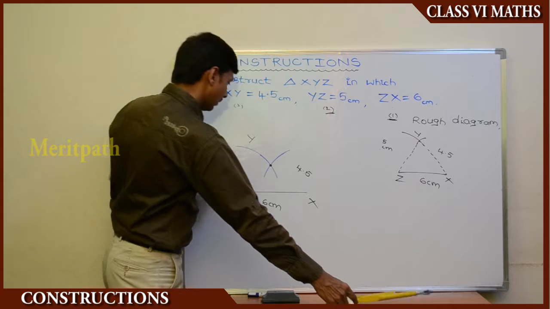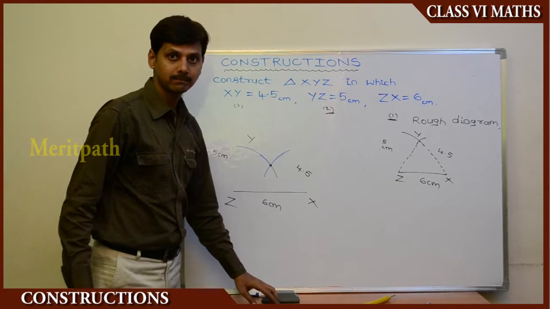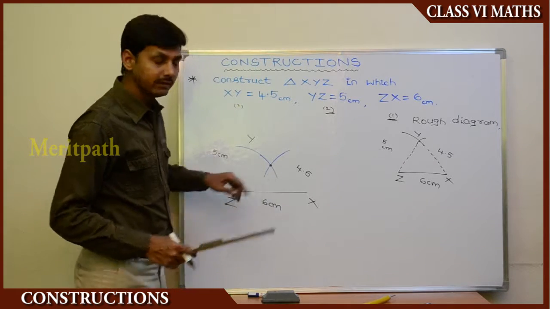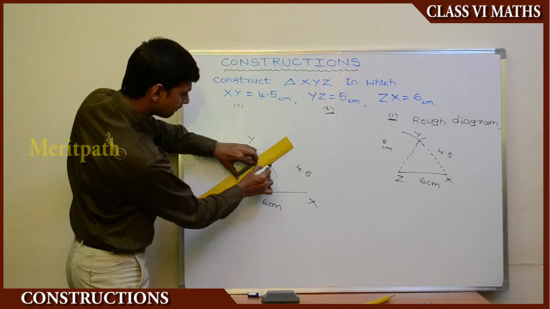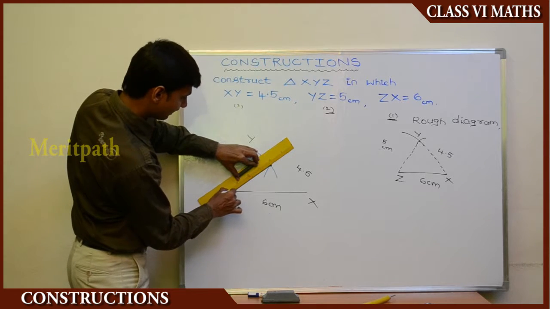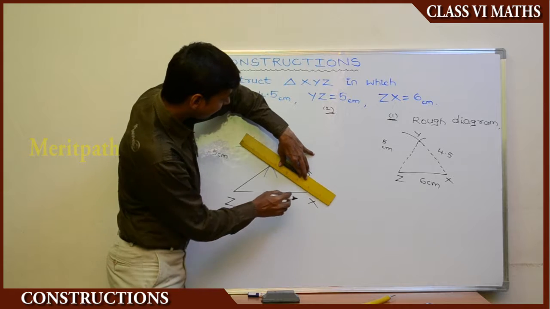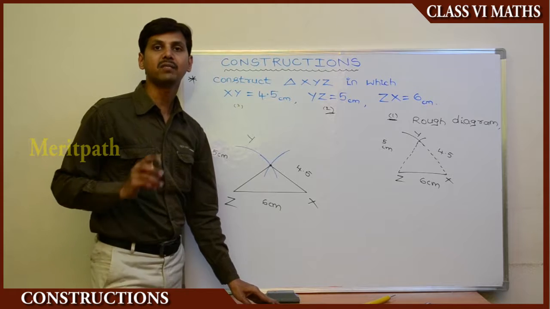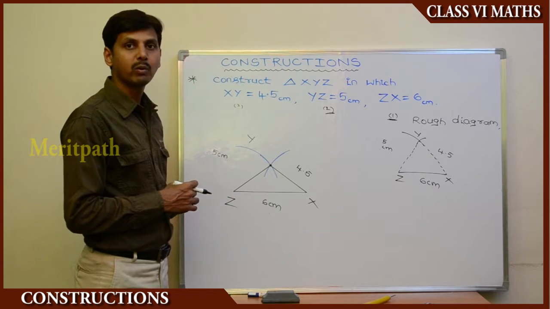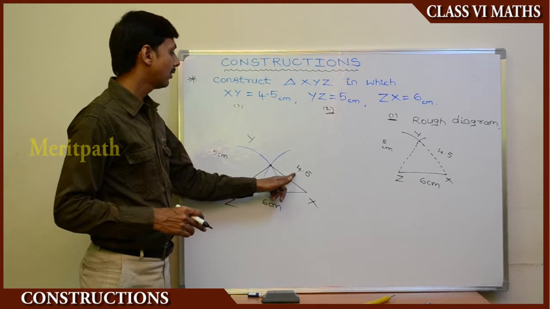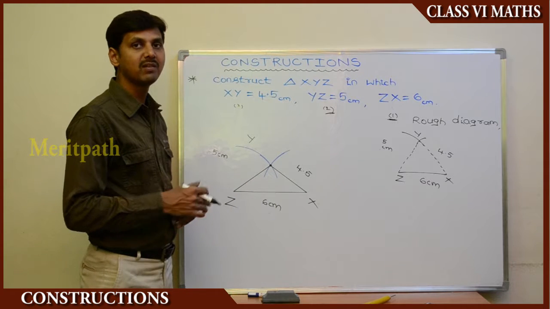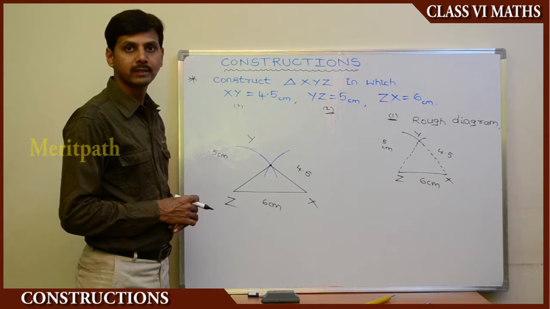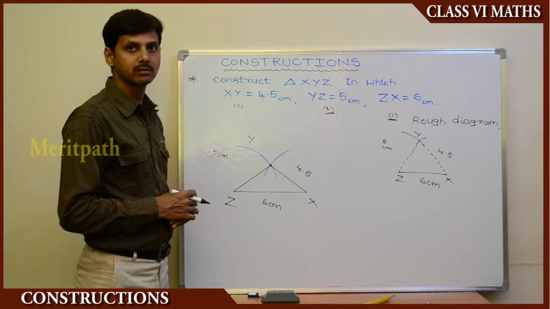So let's join YZ and XY. This is YZ, this is XY. Now this is the required triangle XYZ, with 6 centimeters, 4.5 and 5 centimeters. In this way we will construct a triangle. So let's take another construction, using one side and two angles.